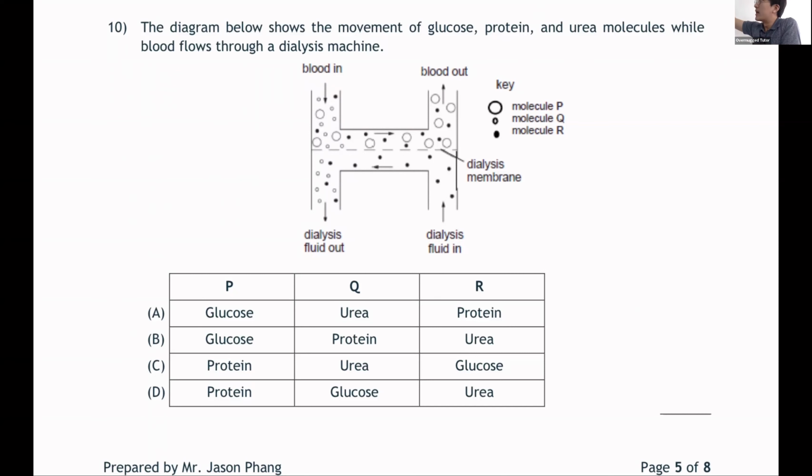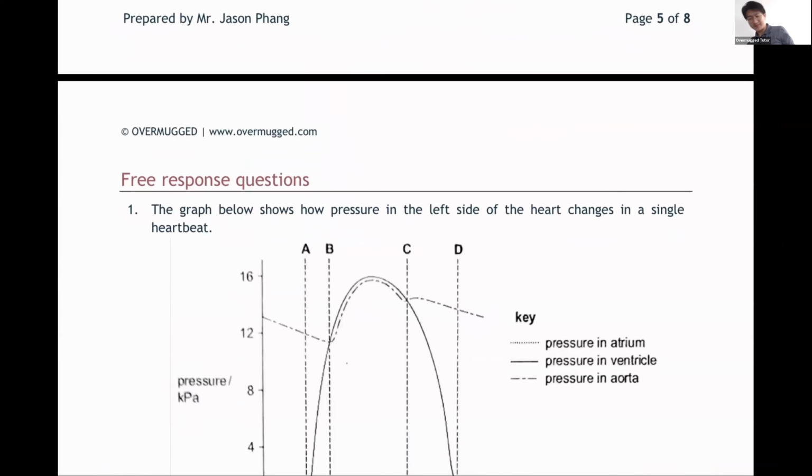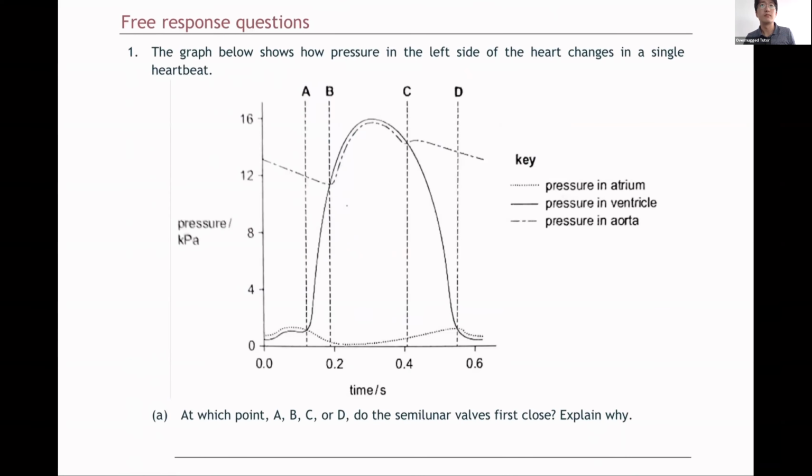Okay? The white circles, you see that they are not found in the dialysis fluid in, only in out. So this means that the dialysis fluid is removing it from the bloodstream. And then the big circles are protein, larger than the pores of the partially permeable membrane. And wonderful, ladies and gentlemen, let's have a look at our free response questions now. There are amino acids and proteins in the blood. Both are present. Amino acids are small.